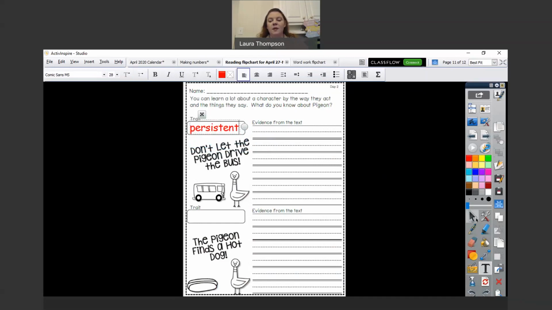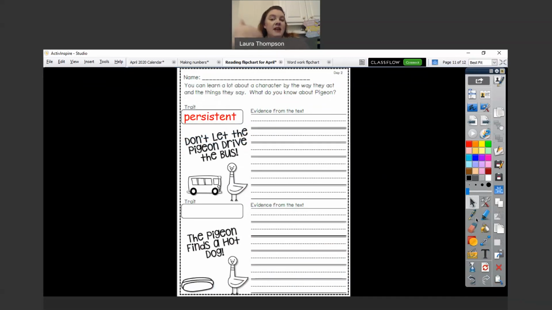So persistent. What did I just say it meant? He kept at it. He kept going. He was trying to persuade us. He was very persistent in asking. He kept asking. He didn't get discouraged. He may have acted discouraged, but he kept on asking us, didn't he? So he wasn't really like not going to do anything. He honestly was trying, let me drive the bus. Let me drive the bus.